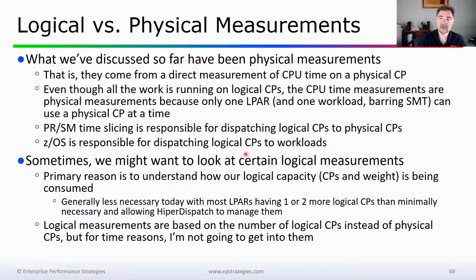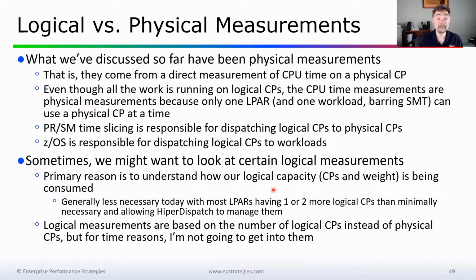Now, sometimes we may want to look at things in terms of logical CPs, which is primarily done to understand how much of our logical capacity we're using. In other words, if I have an LPAR that has 3 CPs assigned to it on a 5-way machine, am I using all 3 CPs worth of that capacity? Because assuming I have weights set appropriately and all that sort of stuff, I could consume up to 3 physical CPs worth of capacity because I have 3 logical CPs. So a logical utilization helps me understand how much of that logical capacity that I have that I'm consuming.